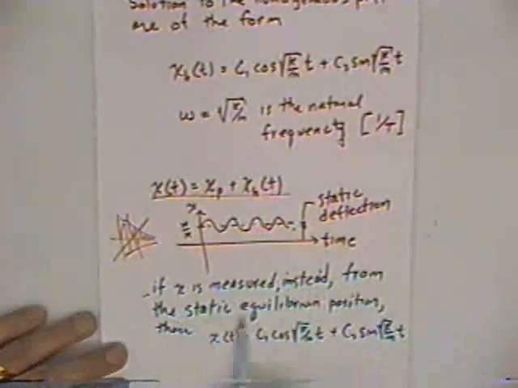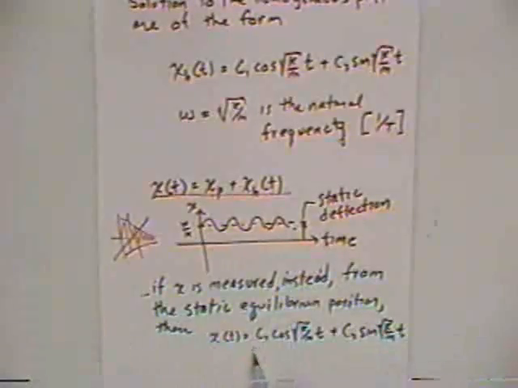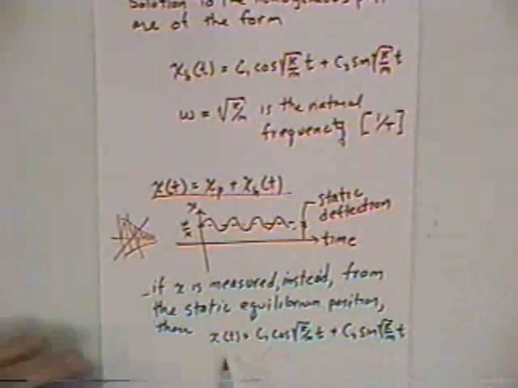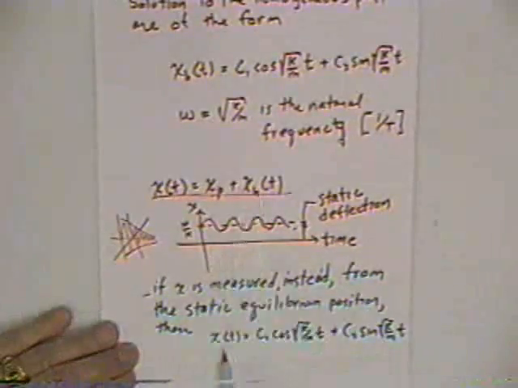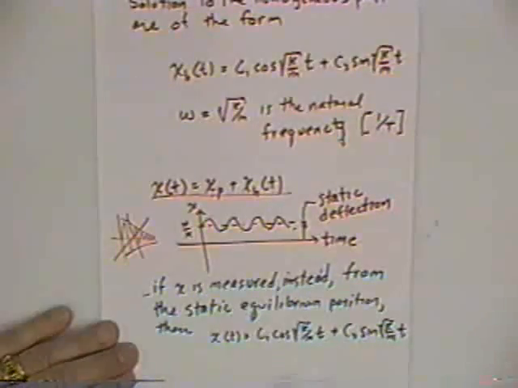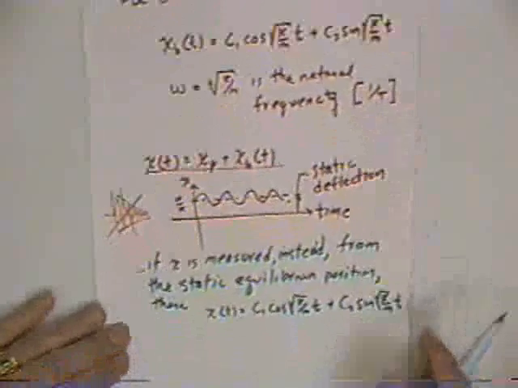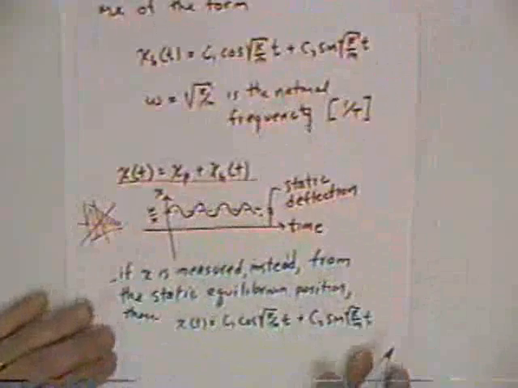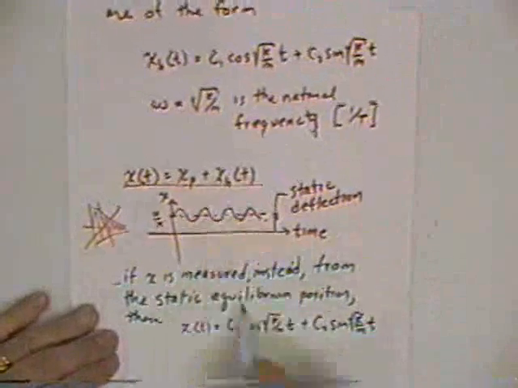If x is measured instead from the static equilibrium position, in other words, if we had done this on an air table and looked at horizontal vibrations, or if we had measured x from the equilibrium position, then instead of having the homogeneous part equal to that, we'd have the solution be equal to that, because the static deflection would be 0 then. And so that's how you'd set up an equation and obtain and apply the solution, or get the general solution for the free vibration. Let's take a little break.